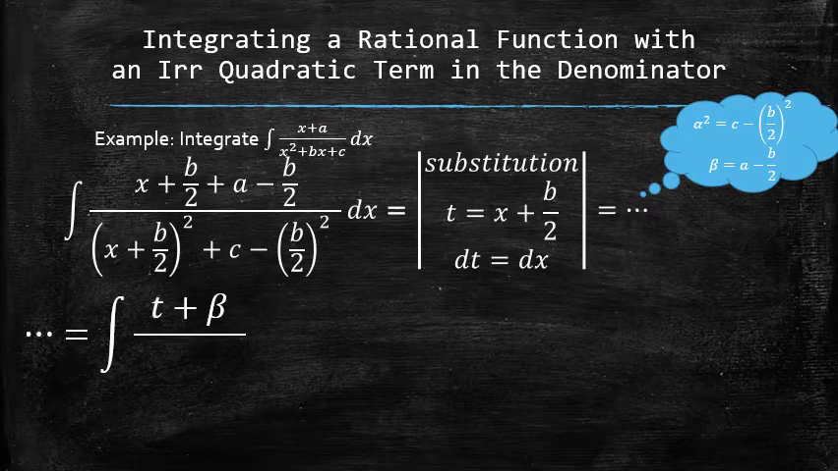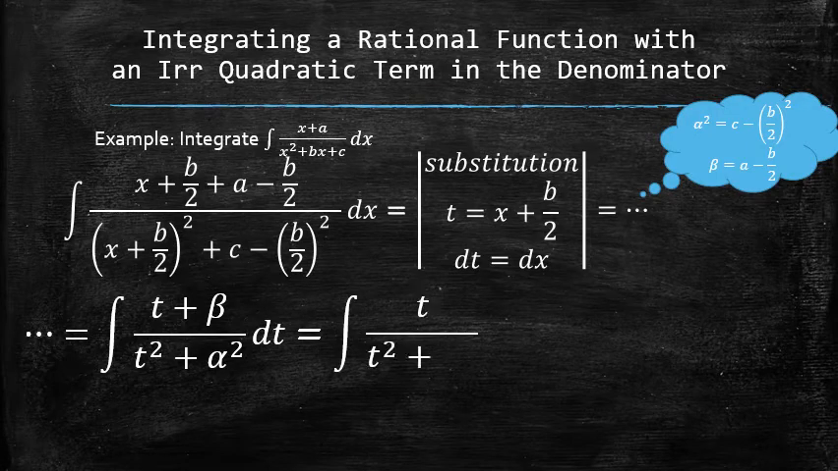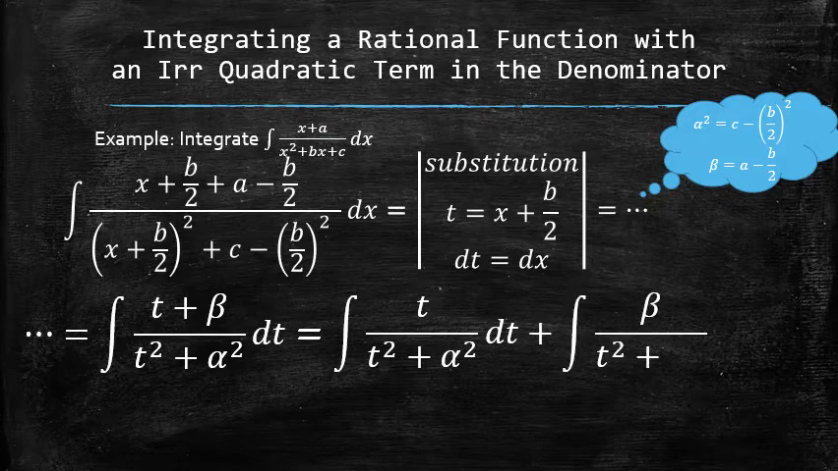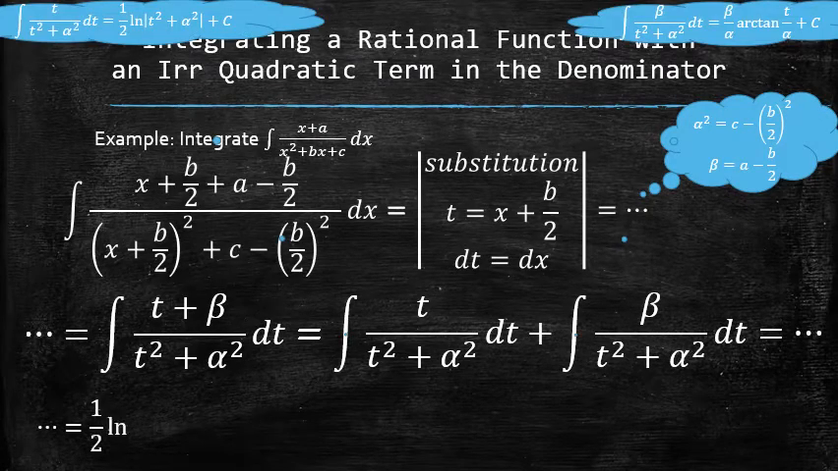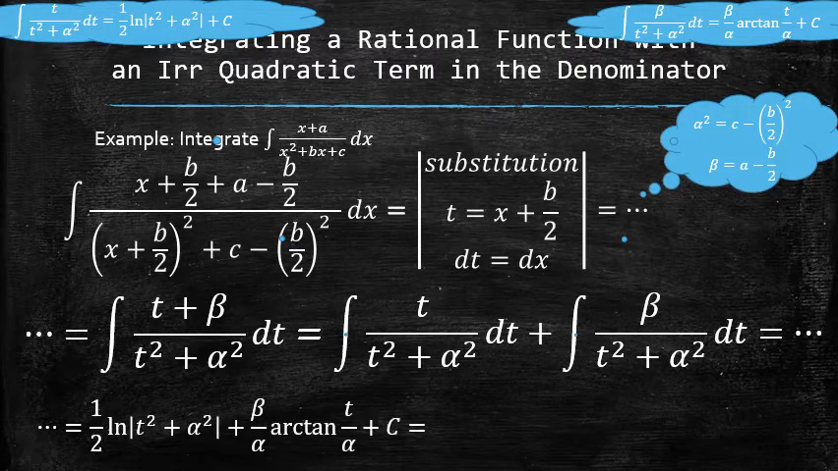As a result, we have an indefinite integral in terms of t of a rational function that we already know how to integrate. We use the linearity property of the integrals and split it into two simpler integrals, each of which we already discussed previously. We continue with the integration process by finding the antiderivatives and replacing t with the original expression.